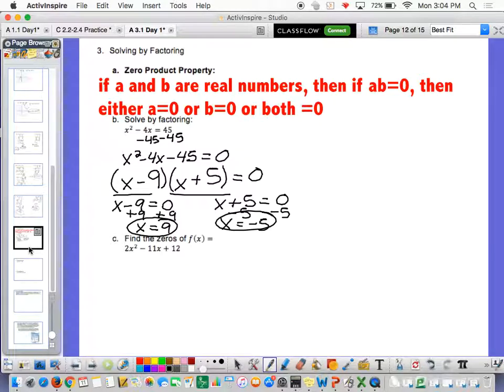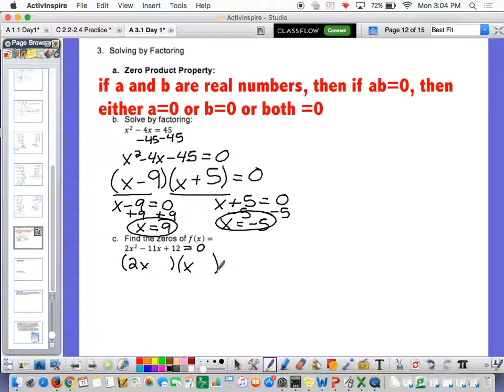Okay, this one says find the zeros of. Now, don't let that vocabulary mess you up. That basically means set this equal to 0 and solve. And you're already looking at this thinking, Bauckham, why did you do this to me? Because if you can see, the first coefficient in front of that x squared term is not 1. And so that means then that we have a 2x and we have an x.